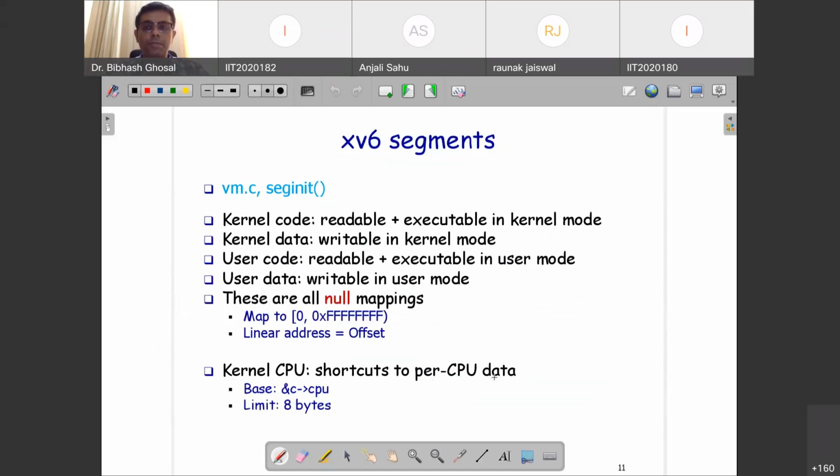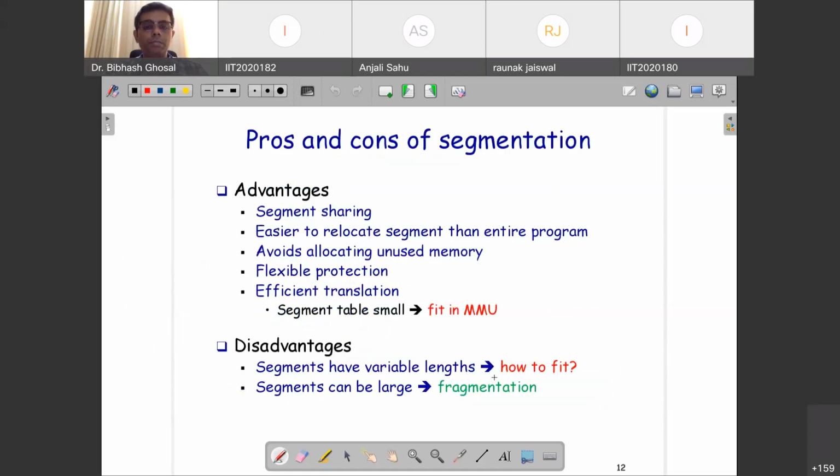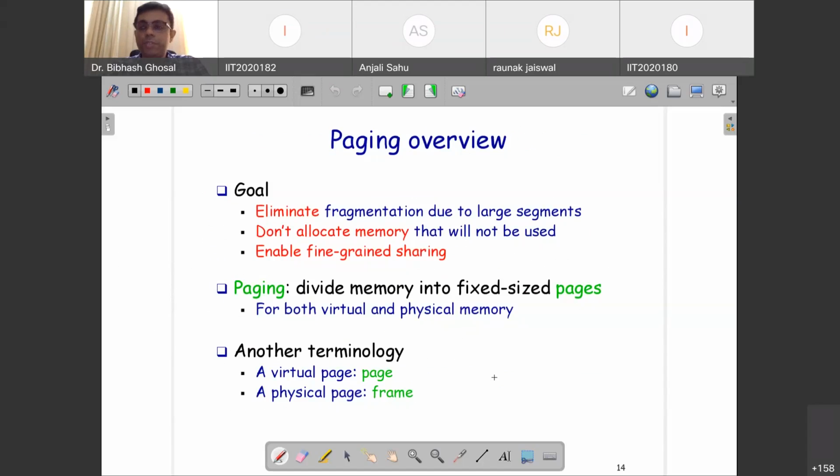We saw the segmentation of the Xv6 operating system, and we also saw some advantages and disadvantages of this particular scheme. The advantage was that you can very easily handle this, as the minimum amount of information is required in a segment table, but it still could not entirely remove the problem of fragmentation. Then there was another improvement to this segmentation, where we fix the size of those segments. And once the size of the segment gets fixed, we call them pages.